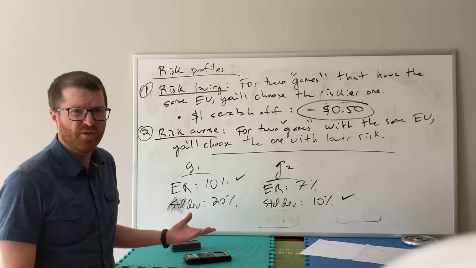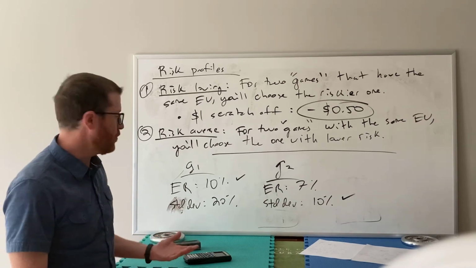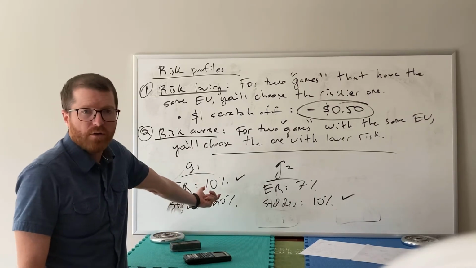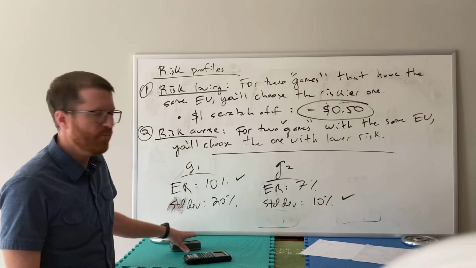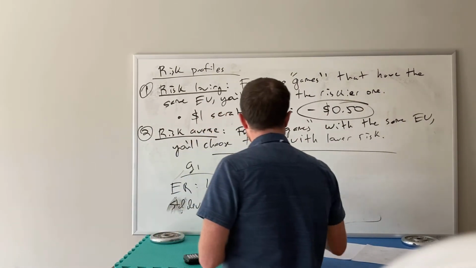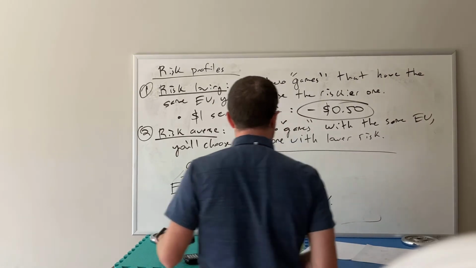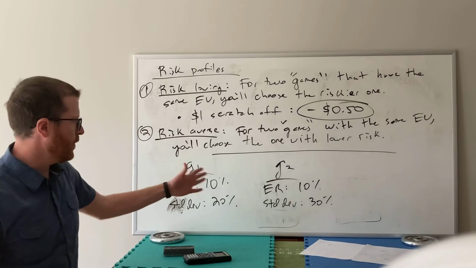What if you don't care about risk at all? That's called being risk neutral. If you're risk neutral, you're just always going to choose the one with a higher return. So you would choose game one. Compare that now to the following. Game one versus game two.